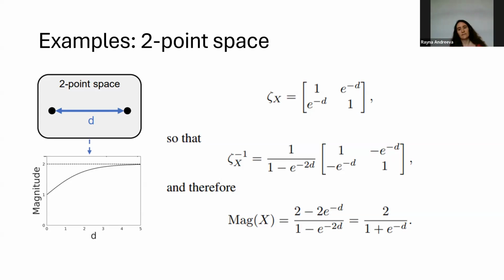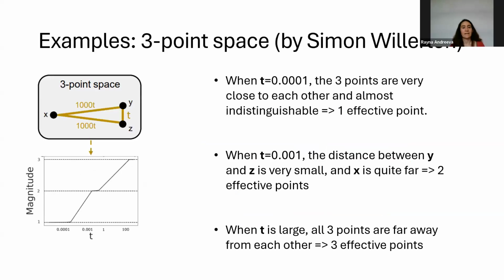Now, as d goes to 0, we get that the magnitude is 2 over 1 plus 1, so magnitude is 1. And when d goes to infinity, we get that magnitude is 2 over 1 plus 0, so 2. So we recovered what we initially demonstrated, that we have an effective number of points at different scales. Now let's go one step further and consider the 3-point example by Simon Willerton.